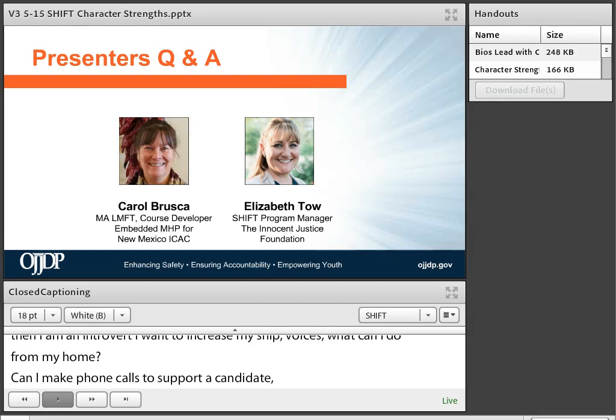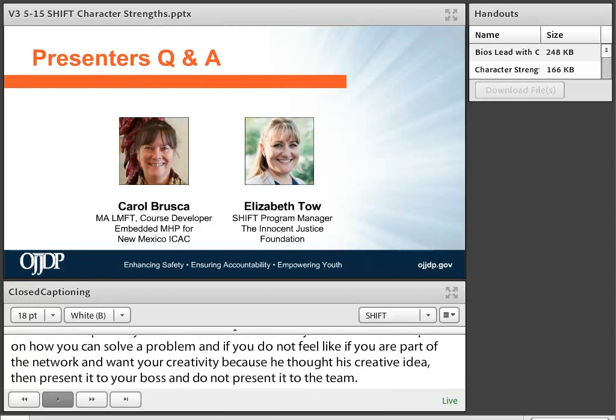So you can be creative without having to be an extrovert. You can think of all sorts of ways from a creative aspect on how you can solve a problem. If you're part of a team at work and you want to use your creativity because you've got this creative idea, then don't present it to the team, just present it to your boss and have your boss present it. So certainly if you are an introvert, you can use and strengthen the existing strengths.